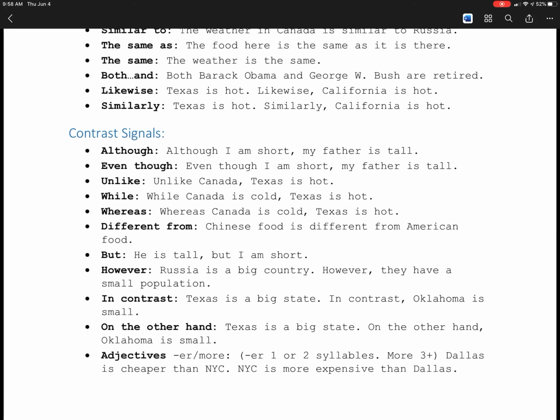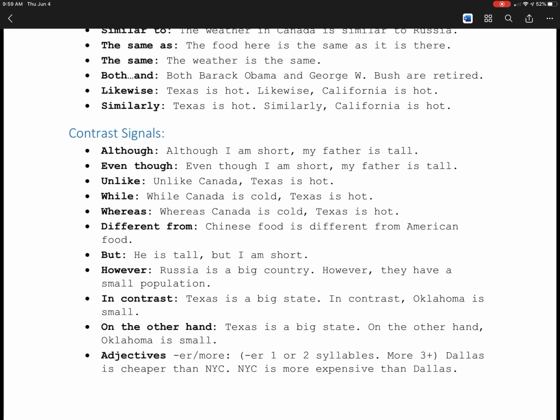Down here in the bottom, we have some contrasts. Although and even though can be used in the same way. Although I am short, my father is tall. Even though I am short, my father is tall. So even though and although, they can be used the same. With unlike, after unlike, only use a noun. So don't put a subject and a verb after that. Unlike Canada, comma, Texas is hot. That's it. We don't need anything else after that.